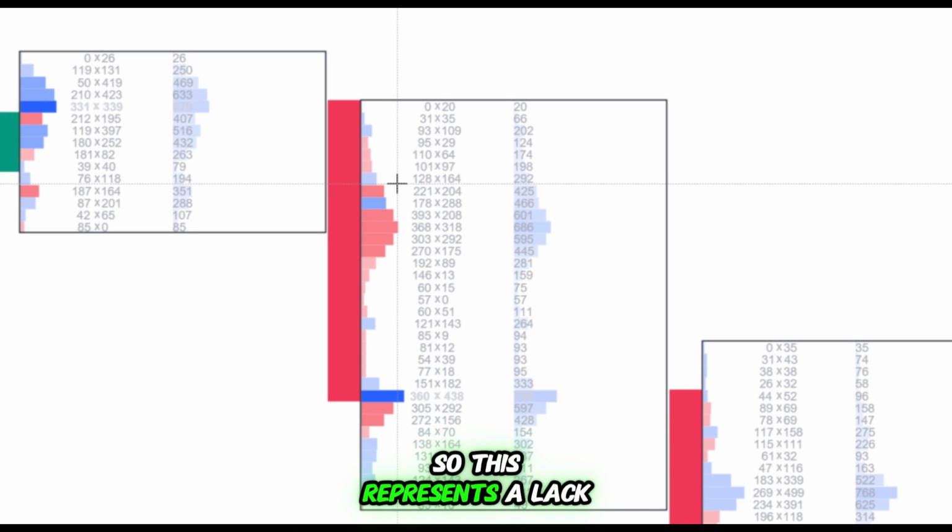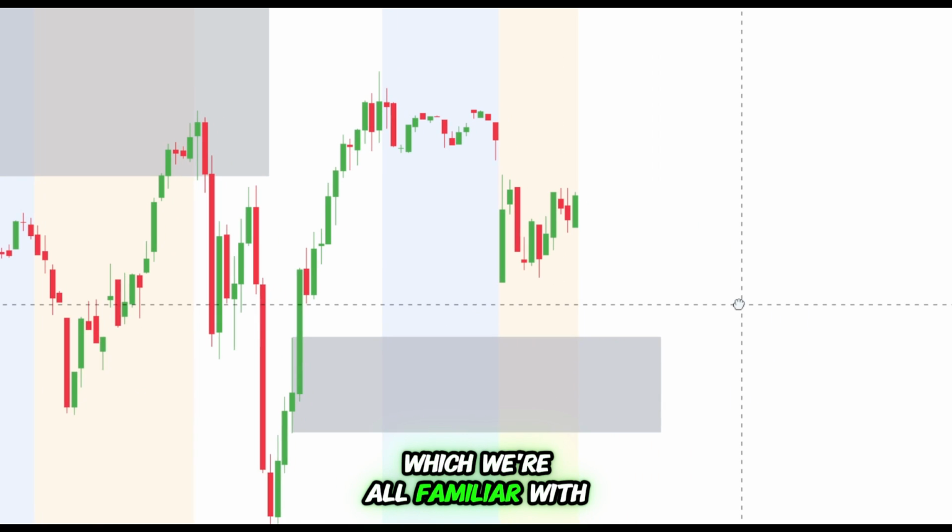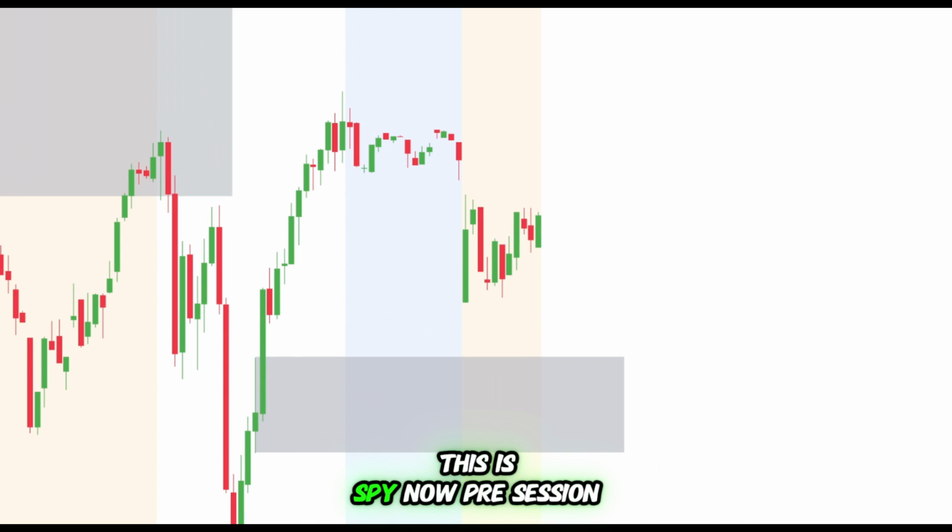So this represents a lack of interest for that price. And that's what leads to large drops and large rallies. So now if we head back to the candlestick chart, which we're all familiar with, this is SPY.